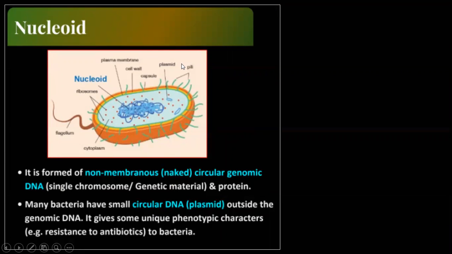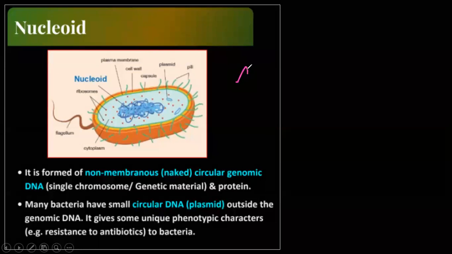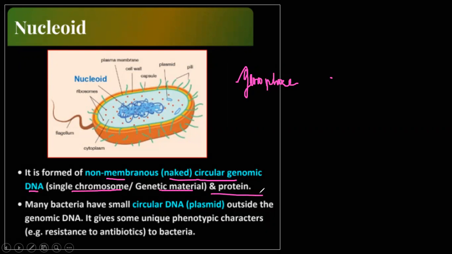Next, a nucleoid. So the prokaryotes basically consist of a nucleoid or an incipient nucleus or a genophore. All these are terms for nucleoid because there is no well-defined covering around the nucleus. The DNA is scattered there. So it is formed of non-membranous or naked circular genomic DNA, a single chromosome or genetic material, and protein.